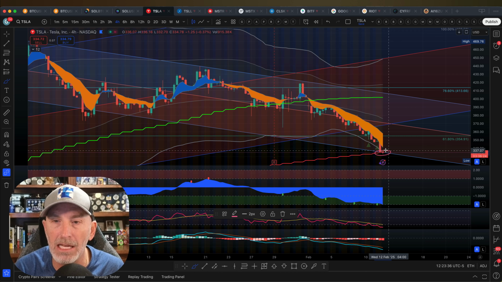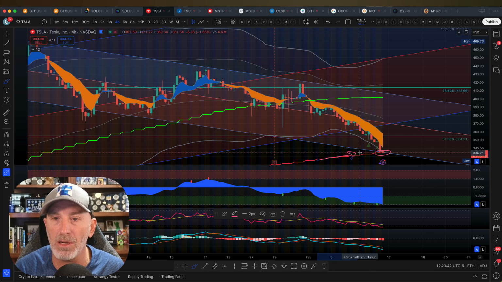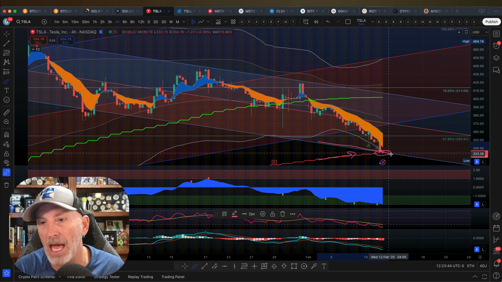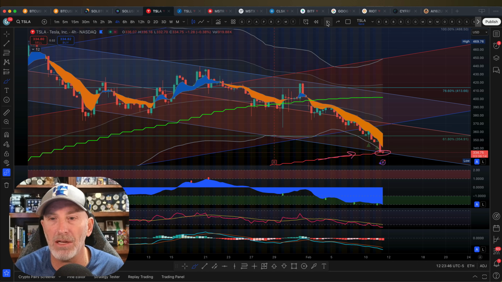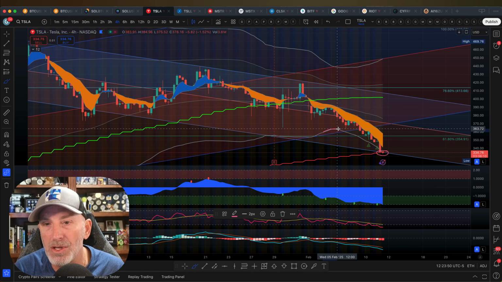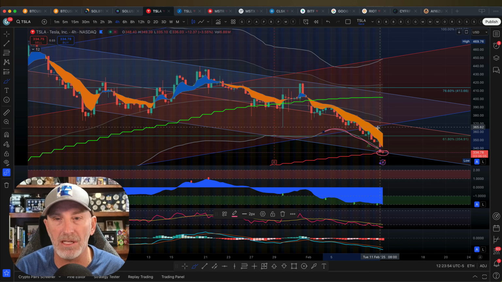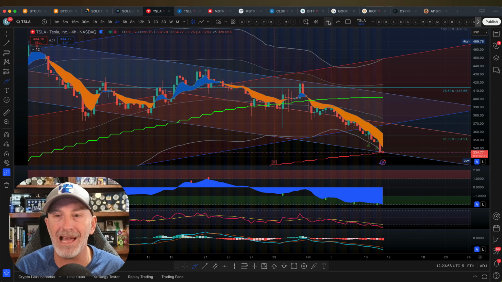The red line is the 100-day moving average, this red line angling up from the bottom left-hand corner here. You've got the bottom edge of the linear regression channel angling down, and those two are meeting right here. Also, the bottom edge of the bearish confluence cloud is right there. So what does that tell you?